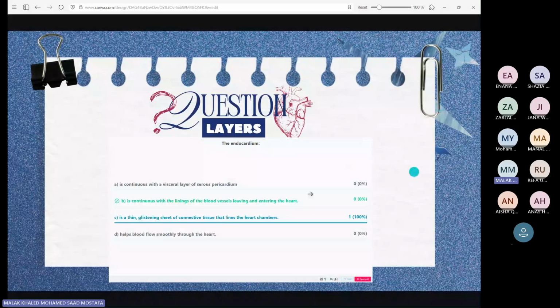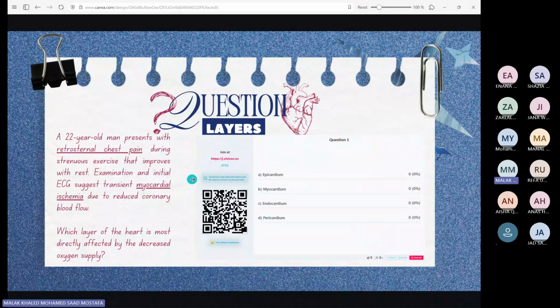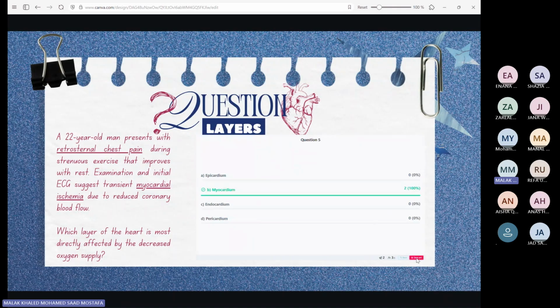Okay, moving forward. Another question. A 22-year-old man presents with retrosternal pain during exercise that improves with rest. Examination and initial ECG results suggest transient myocardial ischemia due to reduced coronary blood flow. Which layer of the heart is most directly affected by the decreased oxygen supply? This question is taking you on a journey, and at the end, they're just asking a very simple question. And they do this a lot. There will be a huge scenario at the beginning, and then you get hit with the simplest prompt question at the end, and you just wasted your time reading the scenario.